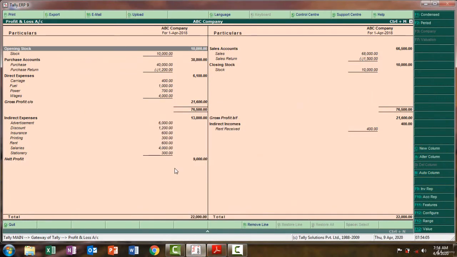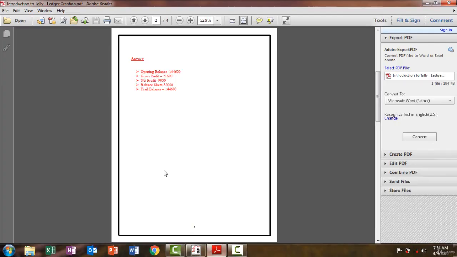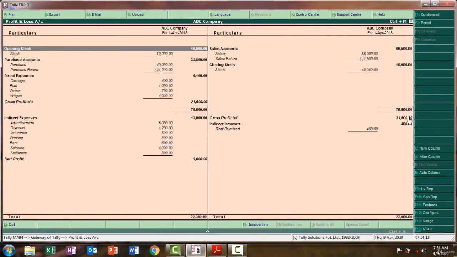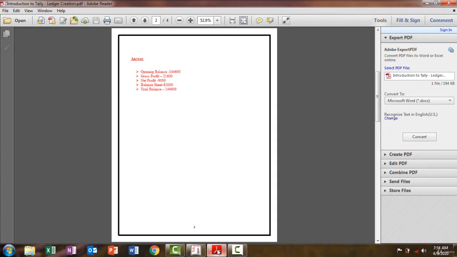So the gross profit is 21,600, and the net profit is 9,000, because 21,600 is the gross profit. Then we have to deduct all the indirect expenses from this, and we find that we get 9,000 as the net profit.